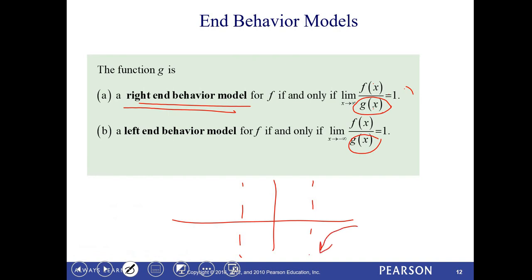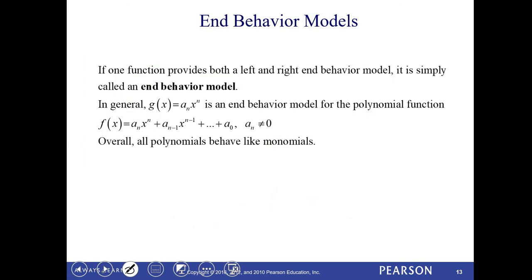So if I can find a function, and we're talking about end behavior this time, so in this case it comes up here along to 0. If I can find a simple function that mirrors this end behavior, in other words, when we get way out here to the right, f of x and g of x are the same, then that is my end behavior model. So, end behavior models for polynomials.